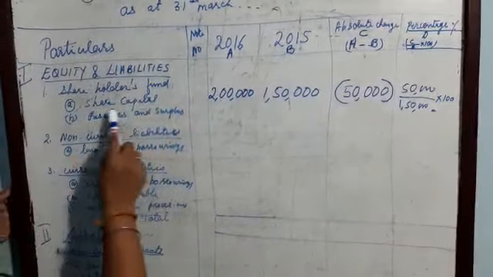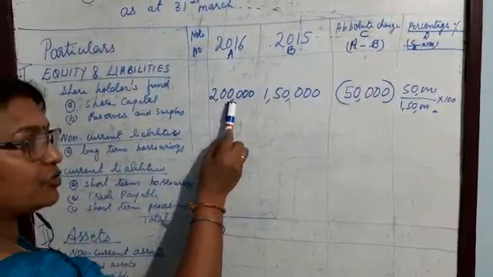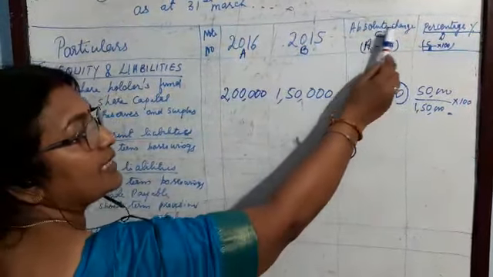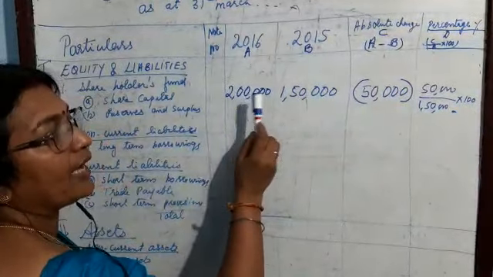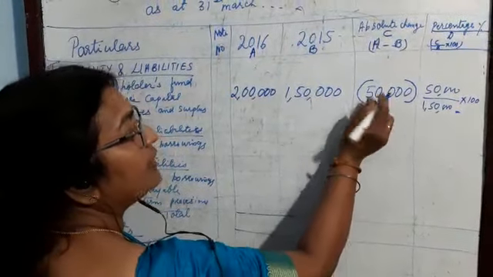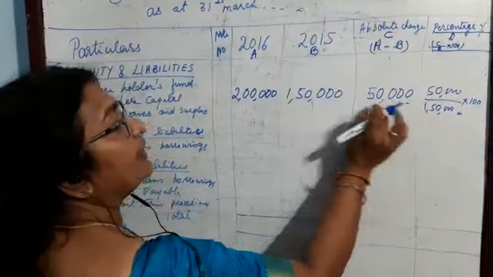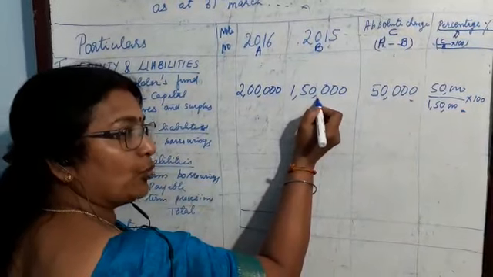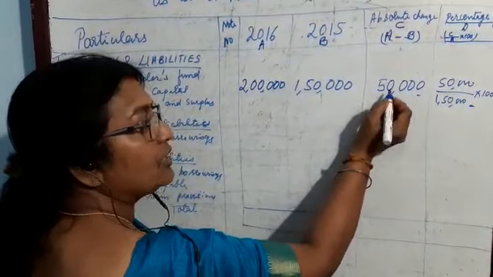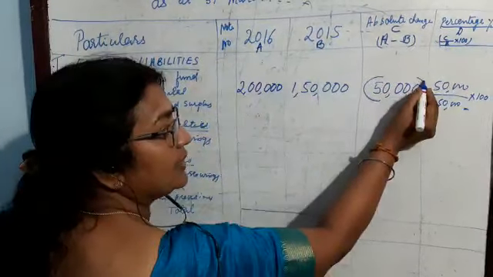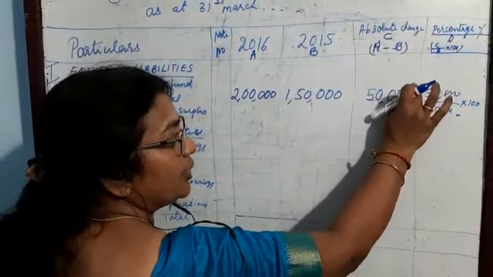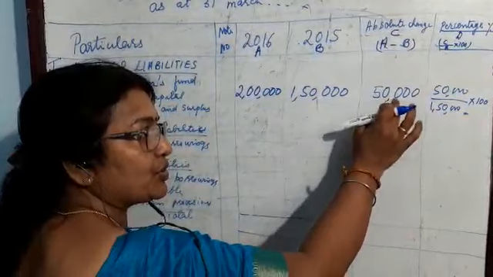For example, if the share capital is 2 lakh in the current year and 1 lakh 50 thousand in the previous year, then the absolute change is 2 lakh minus 1 lakh 50 thousand, the answer is 50,000. If the previous year is 2 lakh and the current year is 1 lakh 50 thousand, the answer will also be 50,000, but you should write it in brackets as a minus. Only if minus comes do you put brackets; otherwise write it as 50,000.